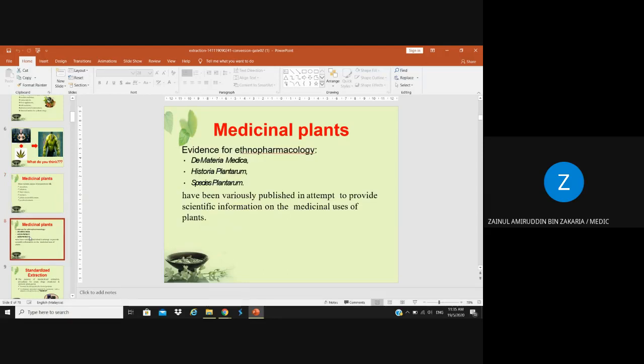The evidence of ethnopharmacology. What is ethnopharmacology? Study on the medicinal potential of medicinal plants. So evidence of ethnopharmacology can be obtained from three main sources: the Materia Medica, Historia Plantarum, Species Plantarum. So these are the books that can be used.